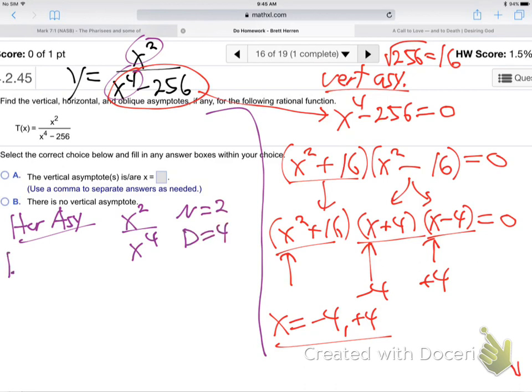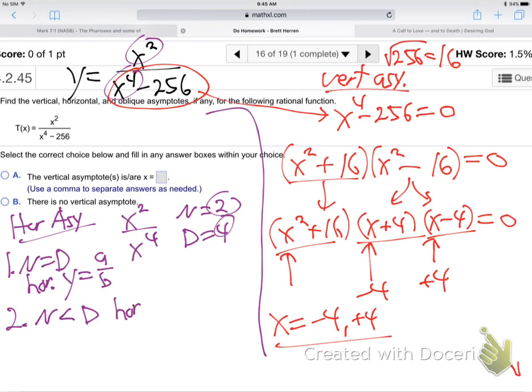Case 1 was if numerator equals denominator power, then the horizontal asymptote is y equals a over b. We said that. That's not our case here. Their powers are not equal. We need case 2, if the numerator is lower than the denominator, which is what we have. Denominator power is greater. What does that mean? Horizontal is y equals 0. So our answer, the horizontal asymptote, is y equals 0.